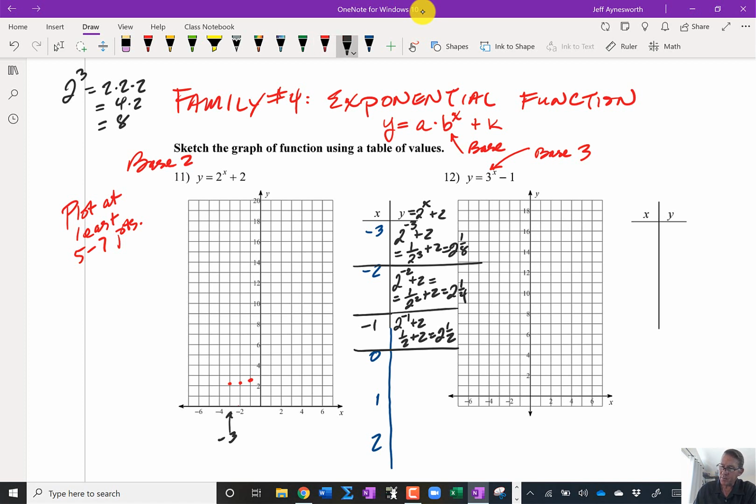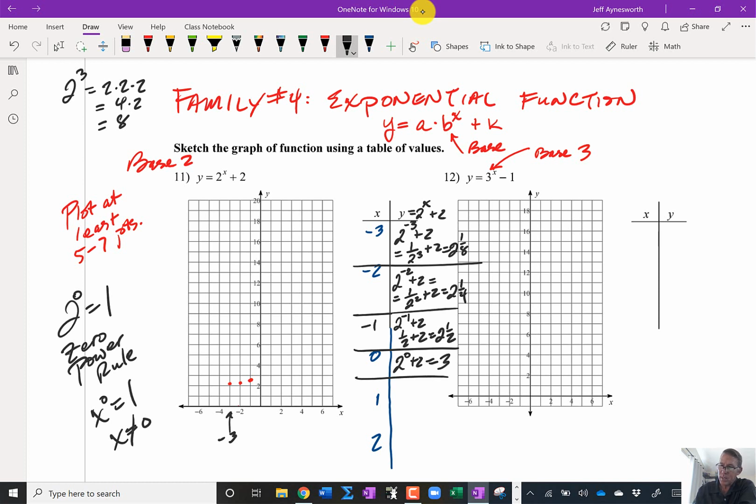Okay, next one, 2 to the 0 power plus 2. 2 to the 0 power is 1. It's called the zero power rule. And in general, any number to the 0 power is 1, with the exception of 0. So 2 to the 0 power is 1, plus 2 is 3. So I've got to plot 0, 3. That's on the y-intercept right here.